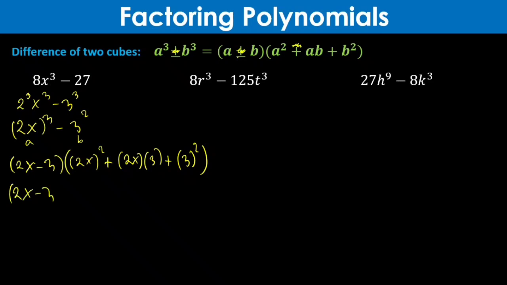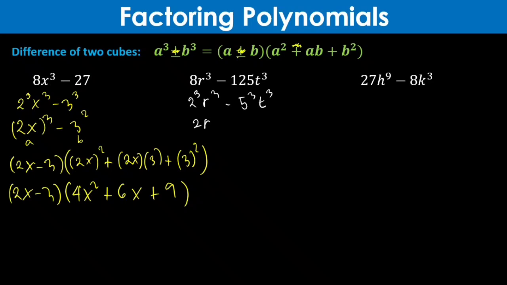Let's now simplify it. We have 2x minus 3, and the square of 2 is 4x squared plus 3 times 2 is 6x, plus 3 squared is 9. Okay, this is the factor. Let's move to number 2. Let's express this as 2 cubed r cubed minus 5 cubed t cubed. Single it out: 2r cubed minus 5t cubed.